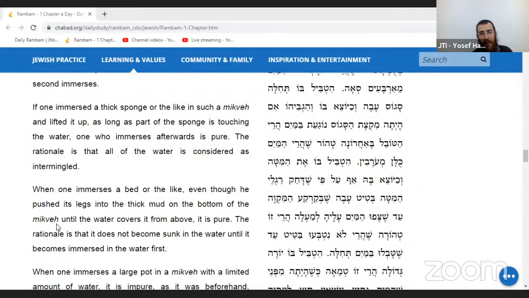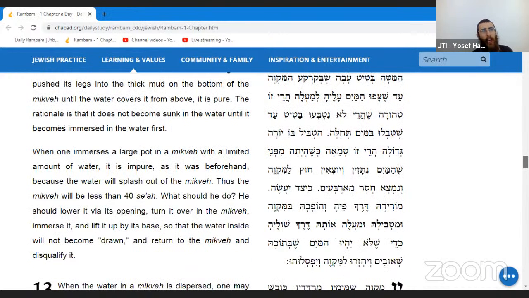So by the way, nowadays we don't put beds in mikvehs, just in case you're wondering. I've never seen a bed in a mikveh. But in temple times, anything that needed to enter into a space of purity would have to be pure. So that included utensils, even beds. So a person would be allowed to push the beds down into the earth, even though they're now below the cavity of the mikveh, until the top is submerged. The rationale is that it does not become sunk in the water until it becomes immersed in the water first. So whatever's going into the bottom of the mud is first going in the mikveh.